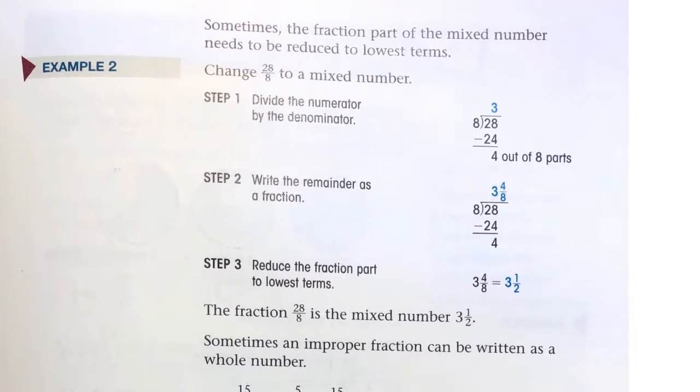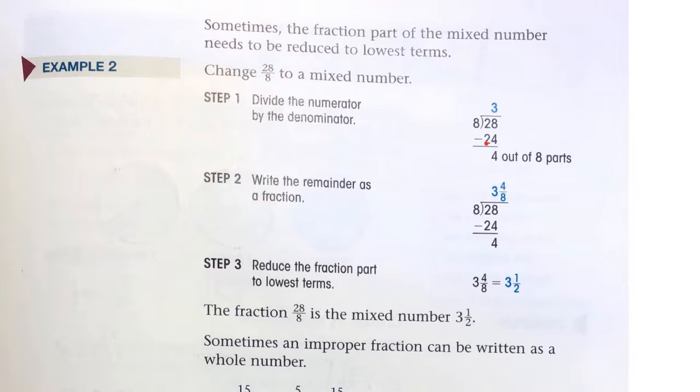Sometimes the fraction part of the mixed number needs to be reduced to lowest terms as well, because you should always put your fractions in lowest terms. So let's look at changing 28 over 8 to a mixed number. Step 1 is the same. The number on top goes in the shop. Divide the numerator by the denominator. So the 28's on top, it goes in the shop. The 8 is on bottom, it is the denominator. It's doing the dividing.